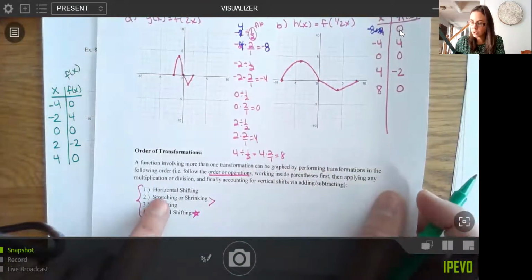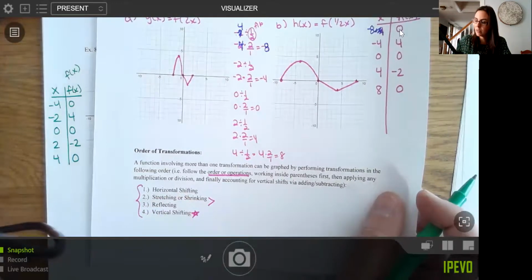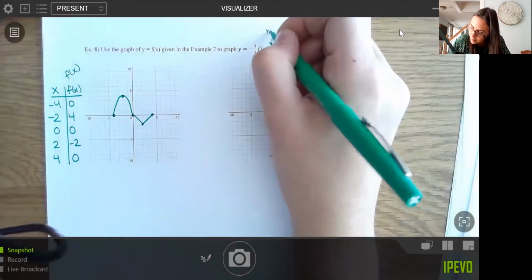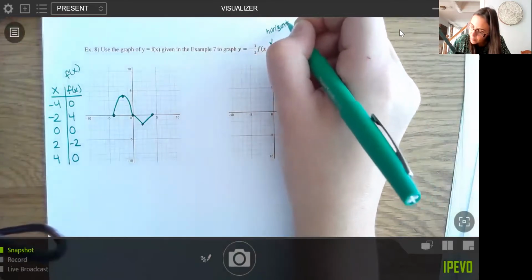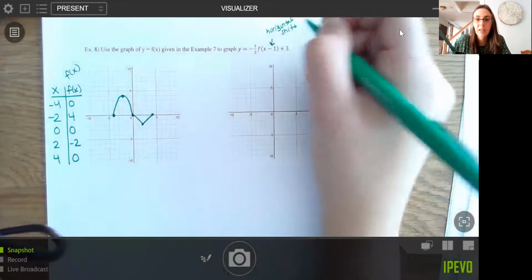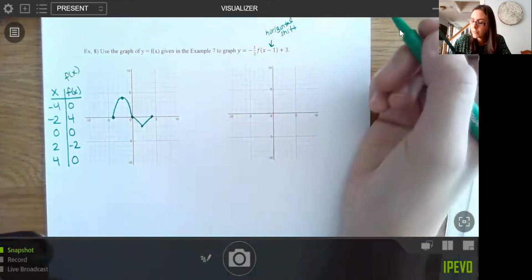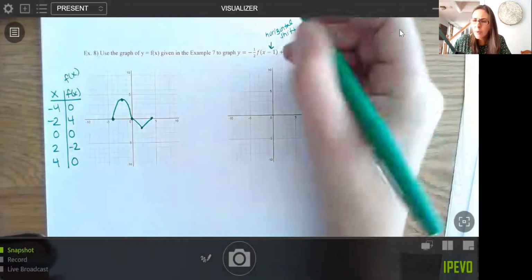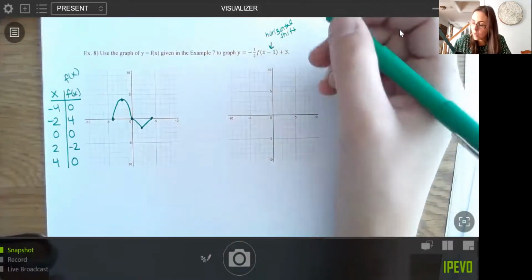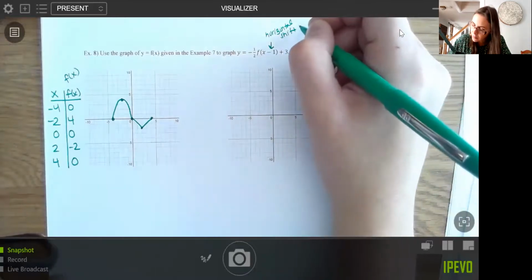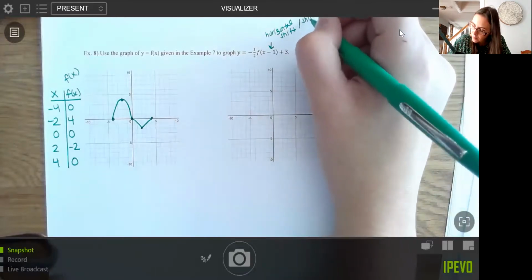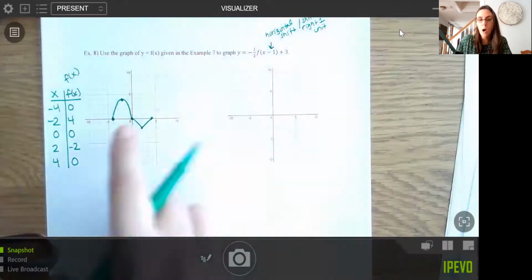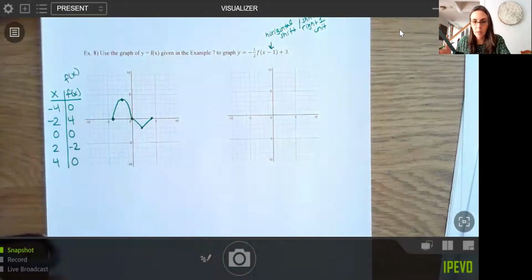We're going to do our horizontal shifting first. So we start inside those parentheses. Here I see this is a horizontal shift. Remember, shifts are always plus or minus. So if I see a subtraction sign, that's going to be a kind of shift. And because it's inside, it's always horizontal. And it works backwards to what you think. So a -1 is actually going to be a shift right 1 unit. So I'm going to take all these points, I'm going to shift them over right 1 unit.